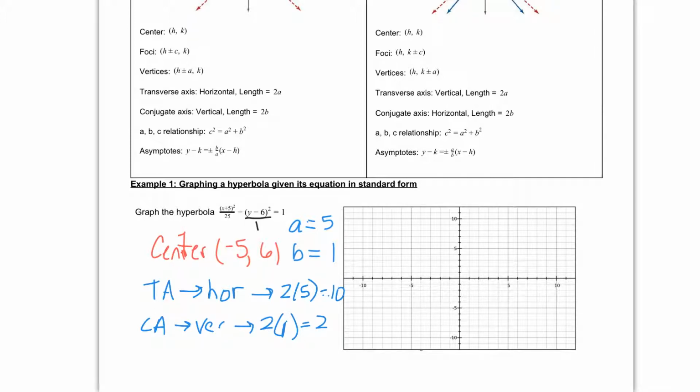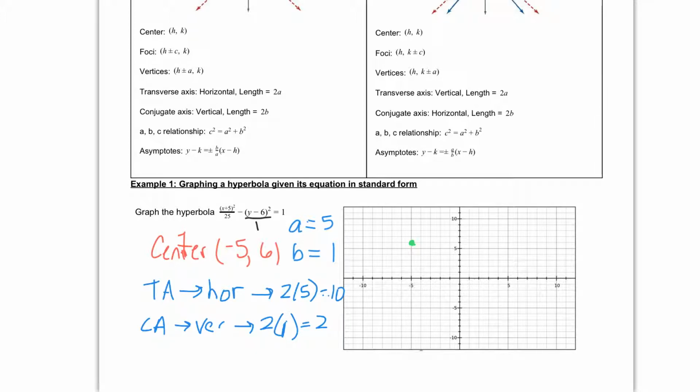So I'm going to show you how to graph it by hand, and then I'm also going to talk you through how to graph it on Alex if you're using Alex to graph. So in order to graph it by hand, the first thing we're going to do is go ahead and plot the center, which is at negative 5 and 6, which is right here. And then we're going to make a little imaginary box, using a dotted line, by using our transverse axis and our conjugate axis.